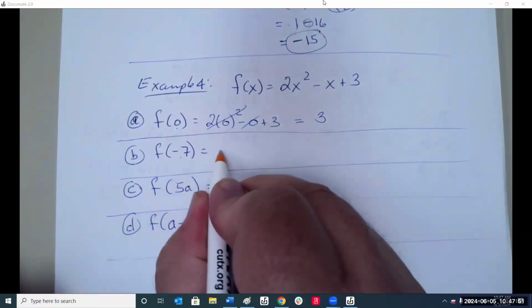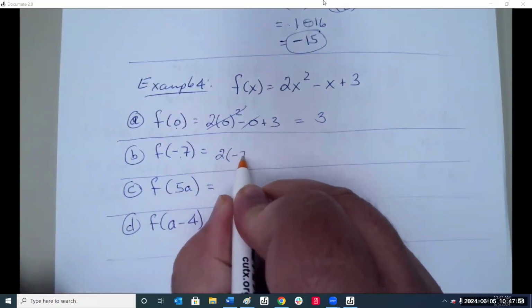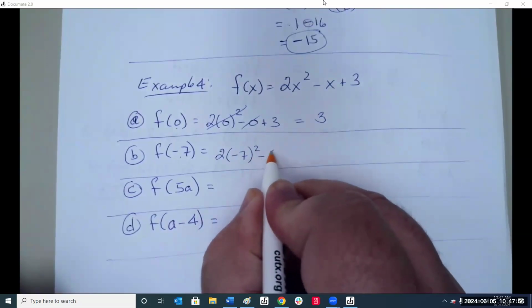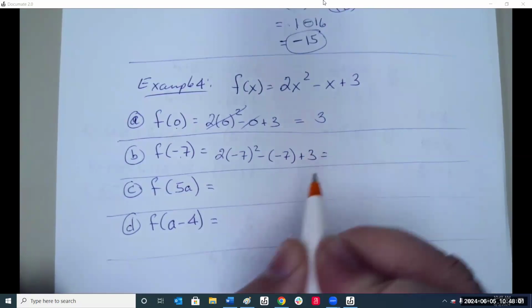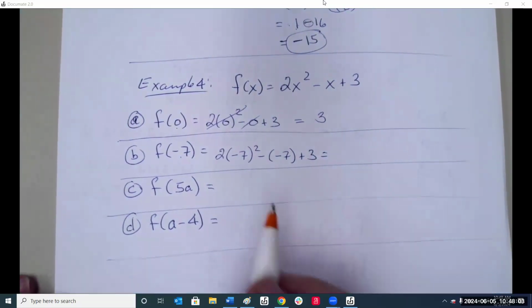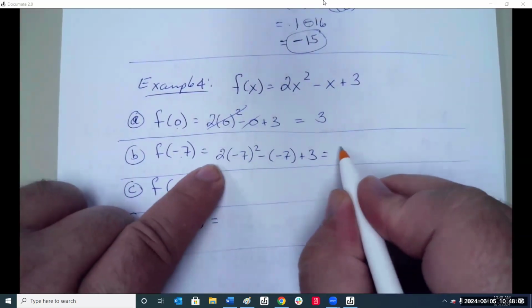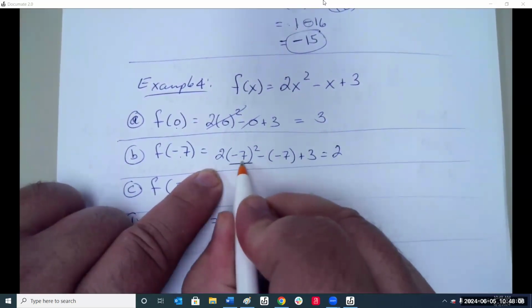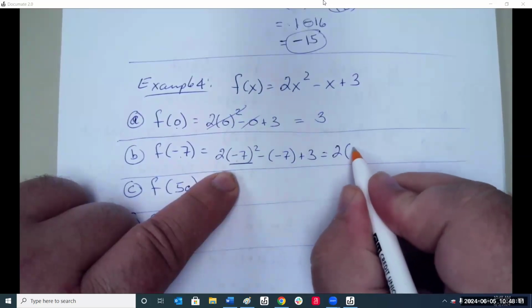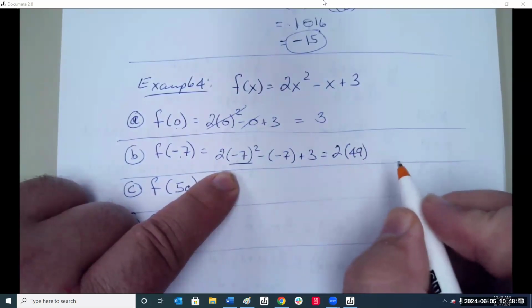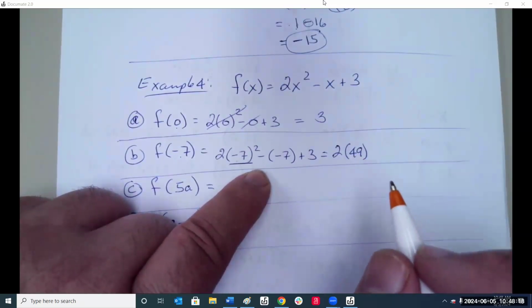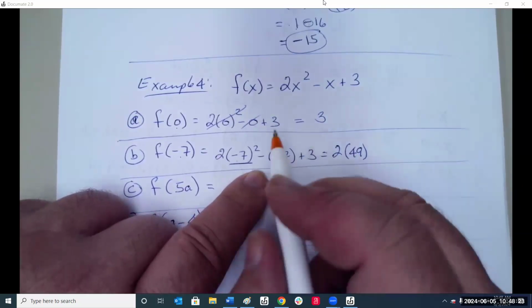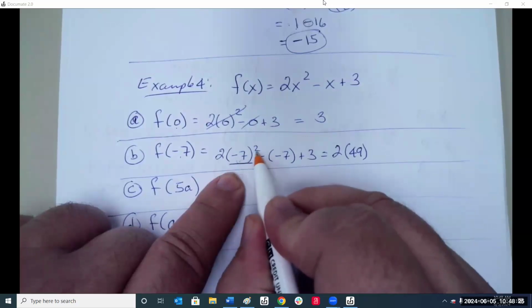Now it says put a -7, so it's 2 times -7 squared minus x, so it's minus -7. So far, so good. We have to do order of operations. -7 squared is positive 49. So do you square first or do you multiply first? Order of operations, exponents first. Yeah, so you have to do the exponents first.